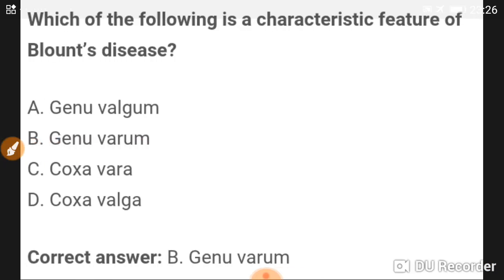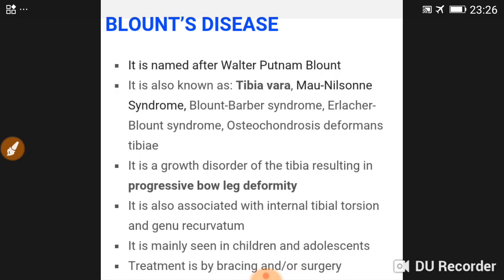Okay. Now, which of the following is a characteristic feature of Blount's disease? That is genu varum. Okay. It is named after Walter Putnam Blount, also known as tibia vara, Mau-Nilsen syndrome, Blount-Barber syndrome, Erlacher-Blount syndrome, osteochondrosis deformans tibiae. It is a growth disorder of the tibia resulting in progressive bow leg deformity.